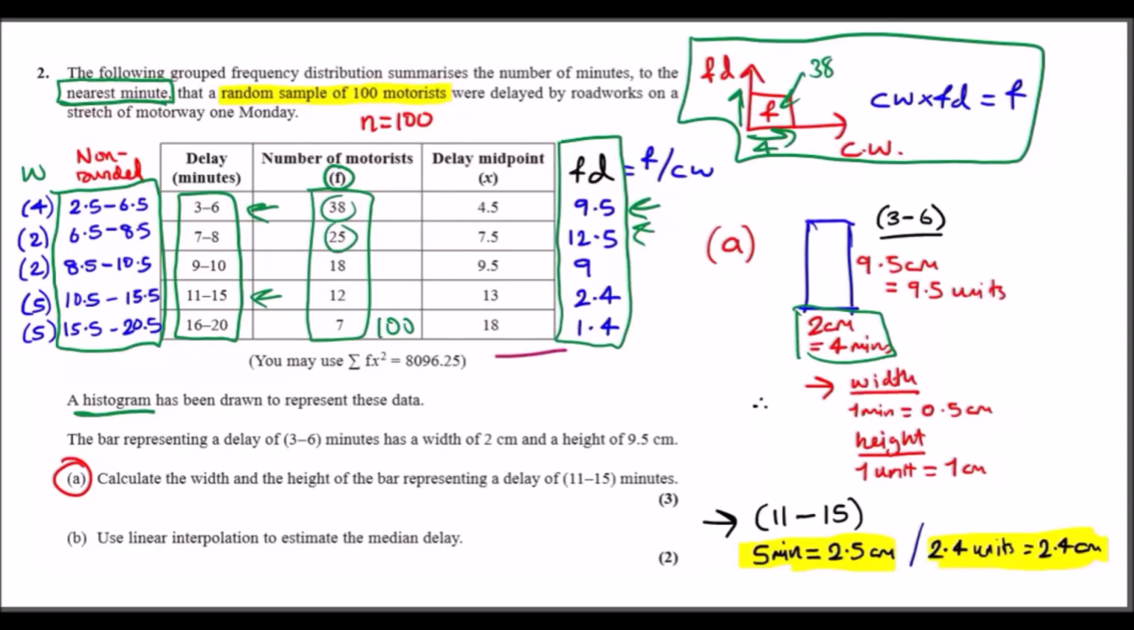Now for 11 to 15, the delay group, we can see that the class width is 5 minutes. And we know that for every minute, it's 0.5 centimeters. So for 5 minutes, if you times it by 5, you get 2.5 centimeters. And then for the height, the frequency density, for the 11 to 15 group, we got 2.4. Thankfully, because it's 1 to 1, 2.4 units must equal 2.4 centimeters. And that's it. That's literally done. Now, let's go to the next one.